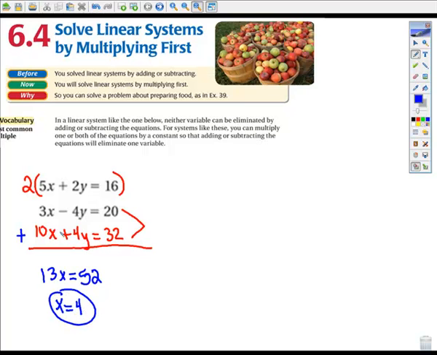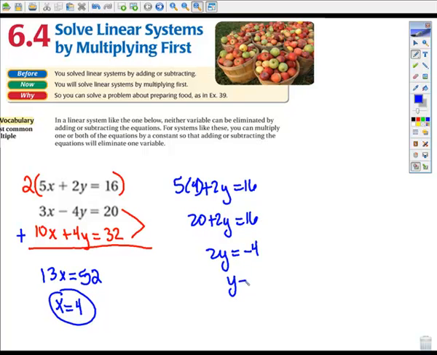Now I can put this 4 into any of these three equations. I am still a creature of habit, and I'll put it in the top one. So I have 5 times 4 plus 2y equals 16. So I have 20 plus 2y equals 16. Subtract the 20. 2y equals negative 4. Divide by 2 and y equals negative 2. So my solution is 4, negative 2. So very similar to the elimination method. I just had to add a step.